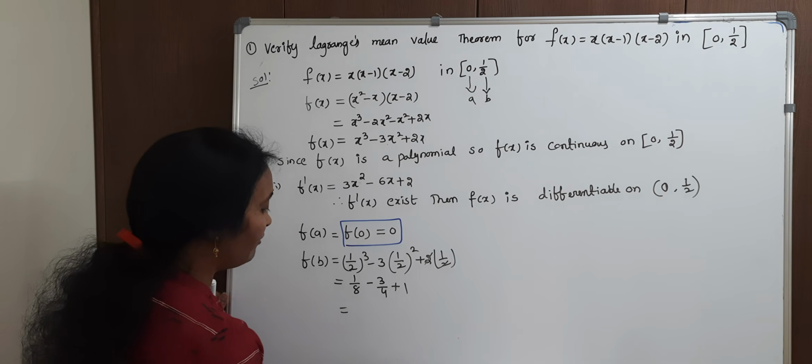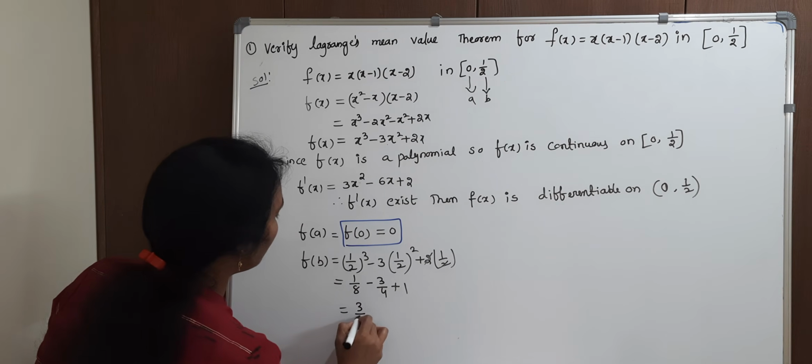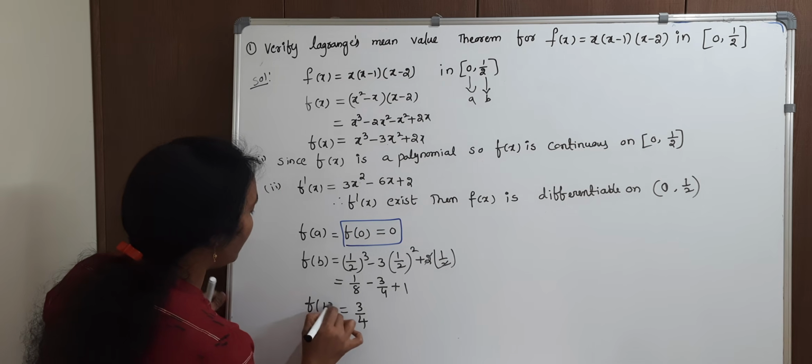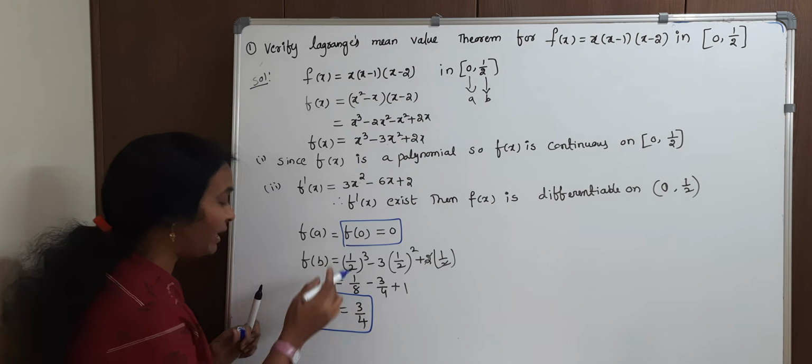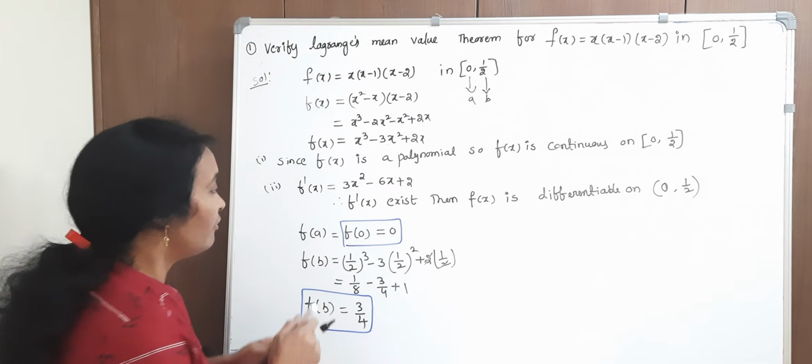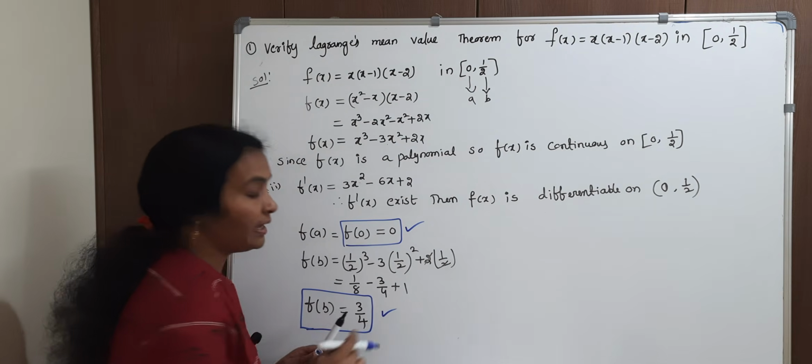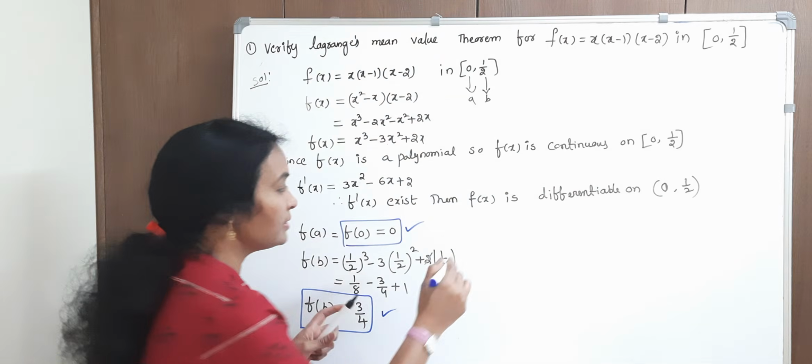Okay, after simplification I got 3 by 4, the final one. This is f of b. See guys, what is our f of b? Evaluate a, b. Put a value and b value in the function. We got two values, f of a and f of b. Then what do we have to do next?